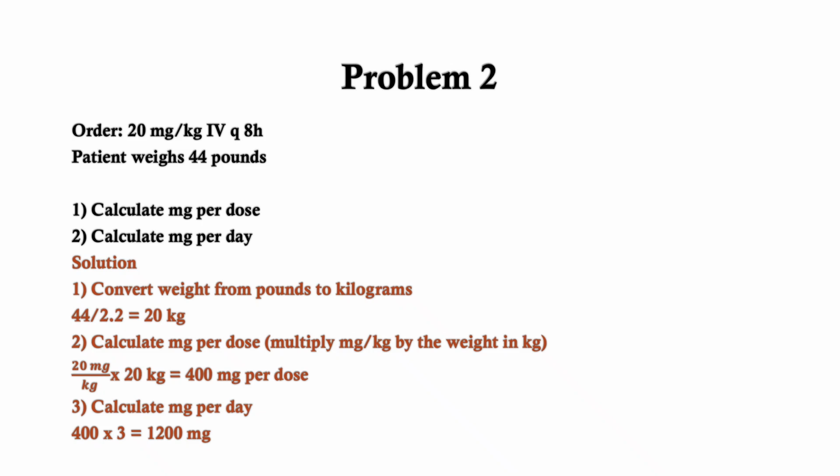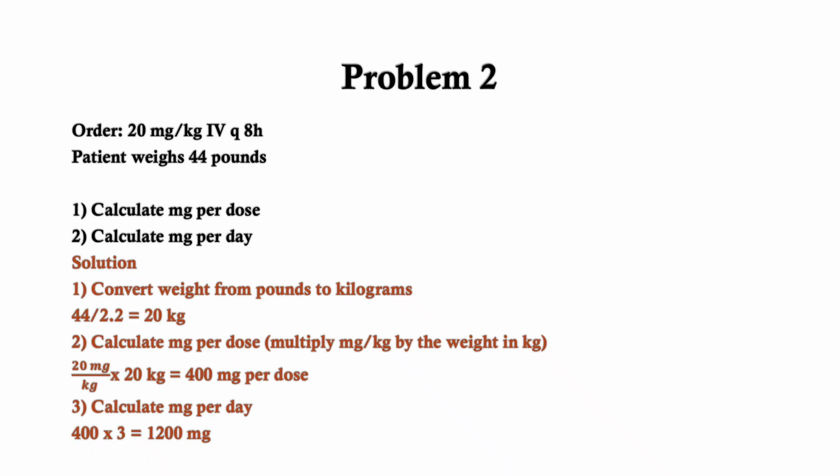If the weight is given in pounds, you have one more step that you have to do. So the first step is to convert the weight from pounds to kilogram. That's the very first step. So how do you do that? You have to know the conversion factor. 1 kilogram is 2.2 pounds. So to convert from pounds to kilogram, you're going to divide by 2.2. So 44 divided by 2.2, that's 20 kilogram.